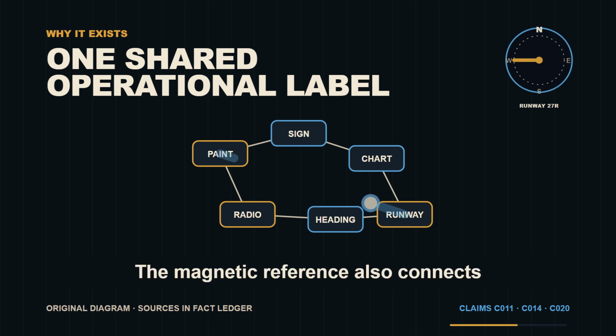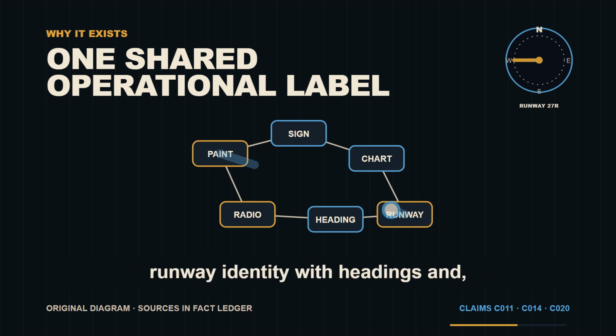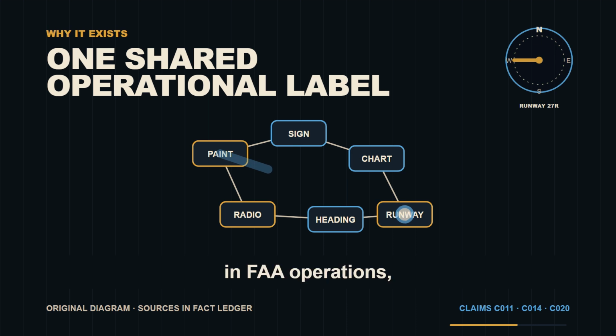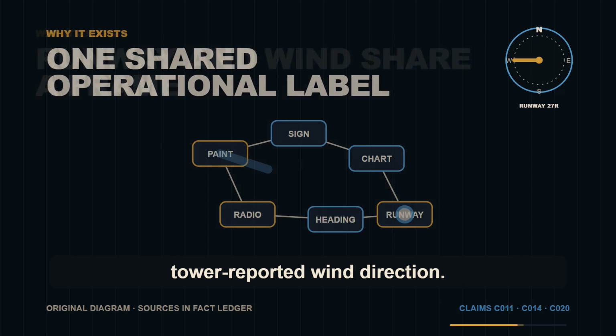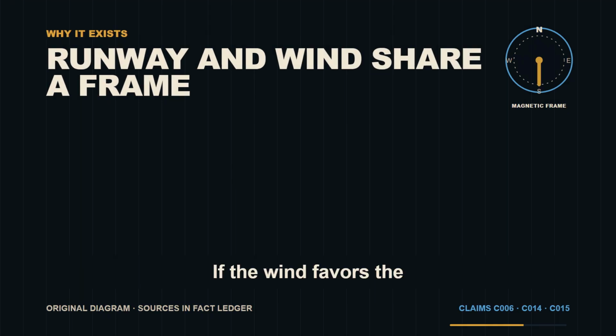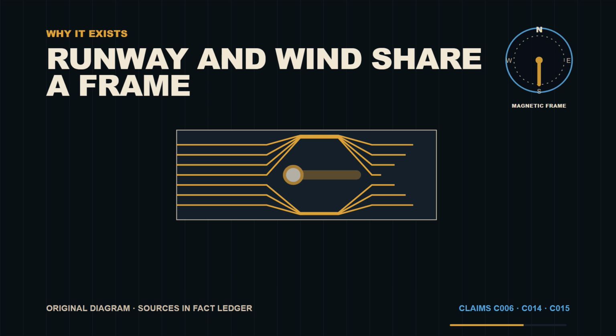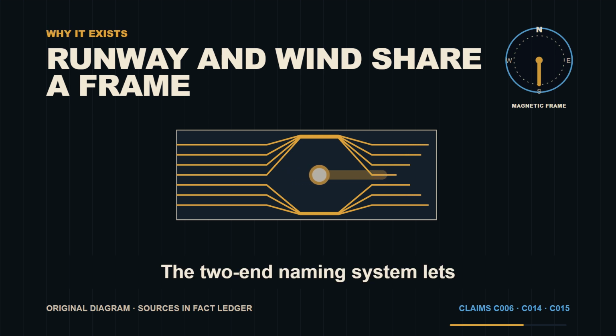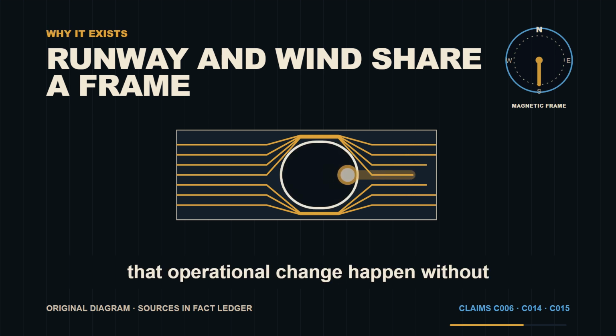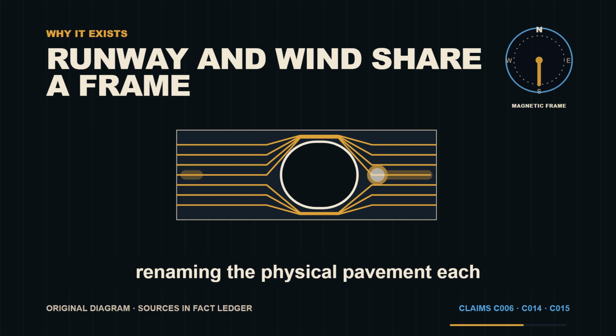The magnetic reference also connects runway identity with headings and, in FAA operations, tower-reported wind direction. If the wind favors the opposite direction, the same concrete may be used under its reciprocal number. The two-end naming system lets that operational change happen without renaming the physical pavement each time.